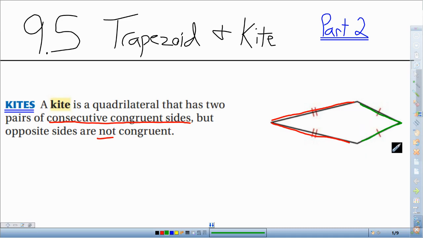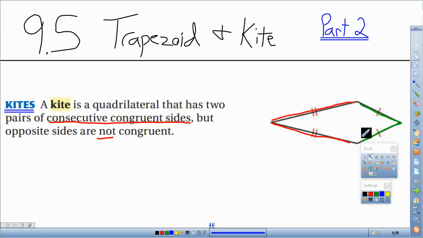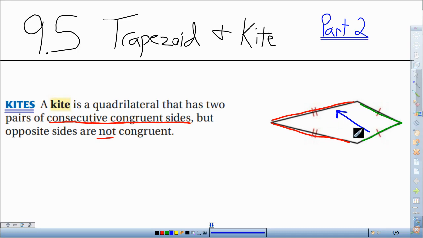But maybe the big thing to remember on this is that opposite sides of a kite are not congruent. If you guys take a look, these opposite sides, this one and this one, not congruent. Same thing over here. These opposite sides here and here, not congruent. Okay, so yeah, that is technically what makes something a kite. I'm sure you've heard of a kite before. You've probably flown one. All right, but technically this is what makes something considered a kite.